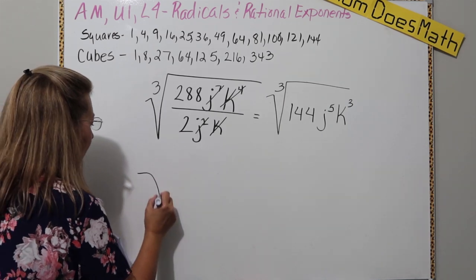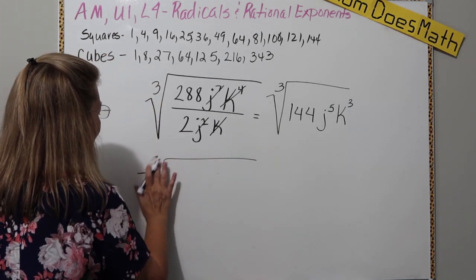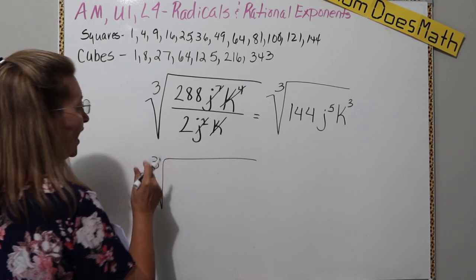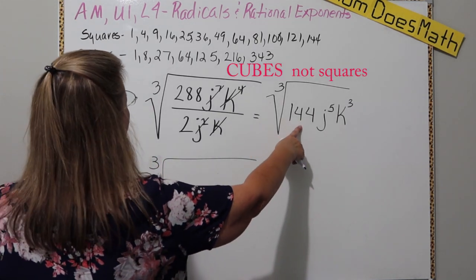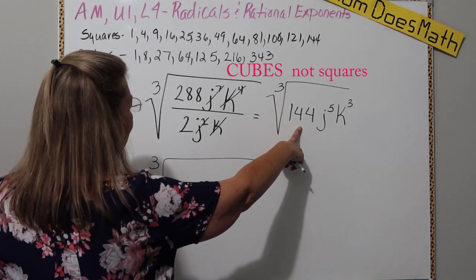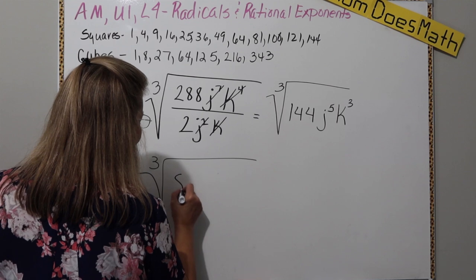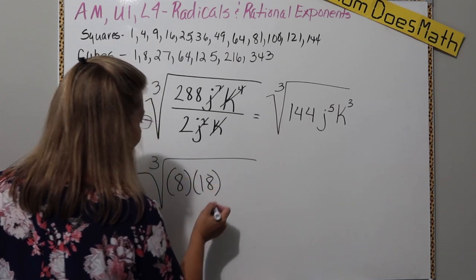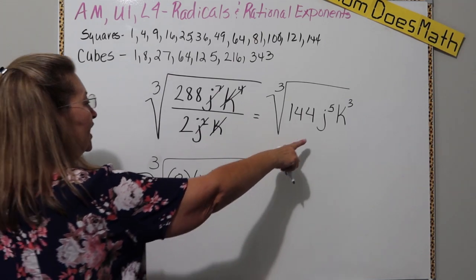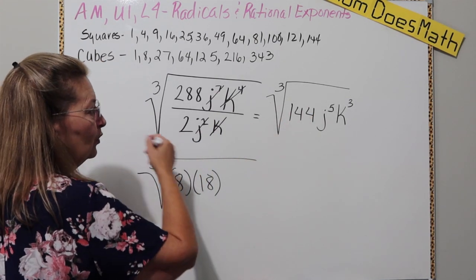All right, now for my next step, I want to factor out any perfect squares. So is there a perfect square that will go into 144? Well, 8 will. So I'm going to rewrite 144 as 8 times 18. j to the 5th. Now this is one of those we looked at just a few problems ago.